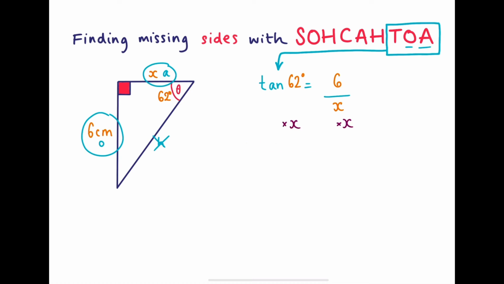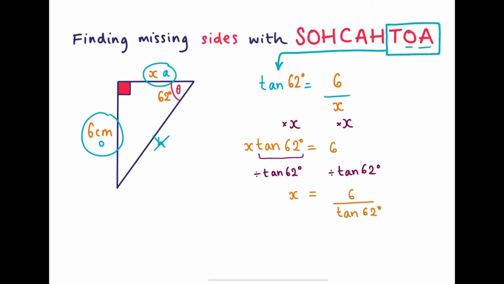That gives us x tan 62 equals 6. We need another step to get x on its own. We need to divide both sides by tan 62. This tells us what x is. It's 6 over tan 62. That's what we can put in our calculator. It gives us this value, which we can round to 2 decimal places. And we found the missing side.